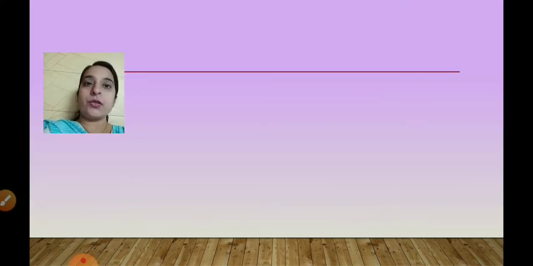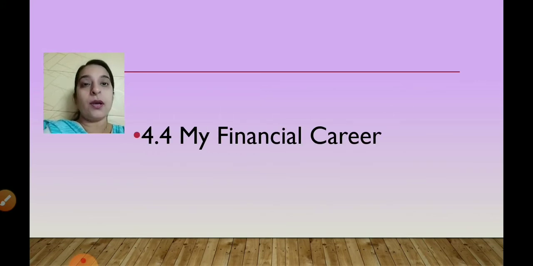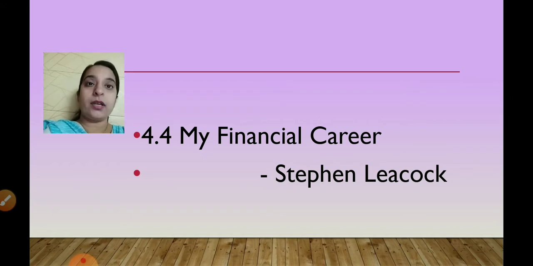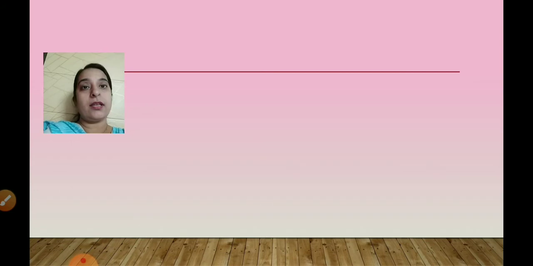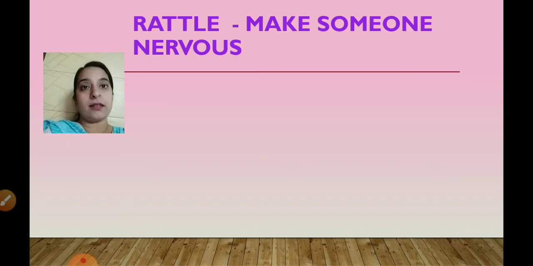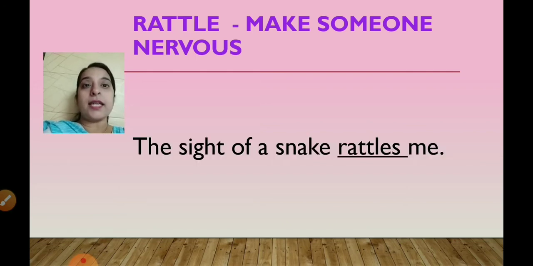Children, today we shall be doing 4.4 My Financial Career by Stephen Leacock. But before that, let us understand the meanings of new words and use them to frame sentences. First one, rattle. Rattle means make someone nervous. For example, the sight of a snake rattles me.